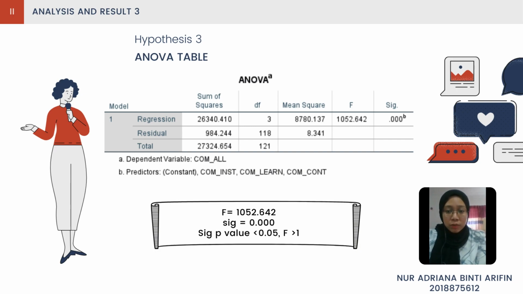Based on the ANOVA table here for the impact of online distance learning on student performance among EPJJ students of selected courses in UiTM Puncak Alam, we can see that the ANOVA table is highly significant and the model is fit, as the F statistic is 1052.642, F more than 1, and the P value is 0.00, which is less than the critical value P less than 0.05. Hence, the regression model is significant. It means that there is a relationship between the independent variables and the dependent variable.